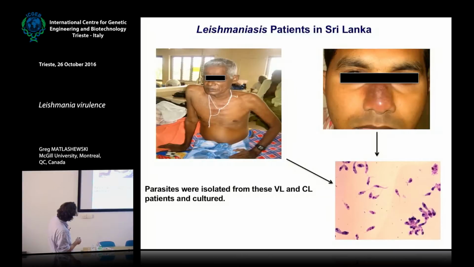Shalinda sent us the parasite. This is the patient that she isolated the visceral parasite from. This is the patient that she isolated the cutaneous parasite from. We put them in culture, and we had them growing as promastigotes in culture. So we have these two dishes now from Sri Lanka, one from a cutaneous patient, one from a visceral patient, right? They both are L. donovani, right? So what's the next experiment you would do with those?